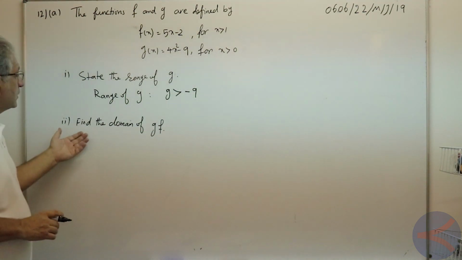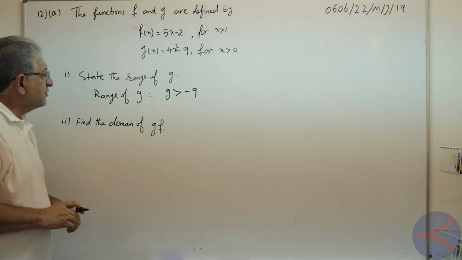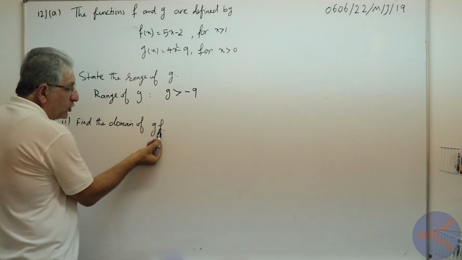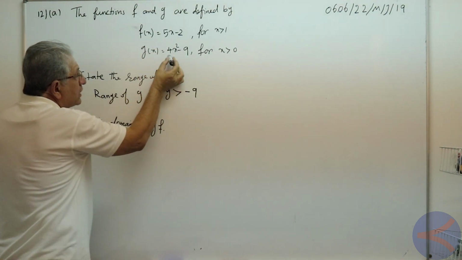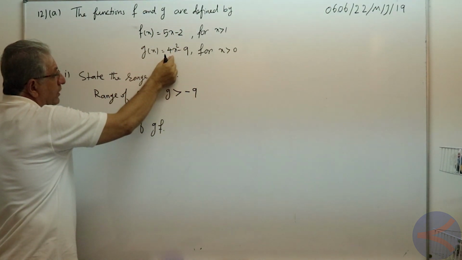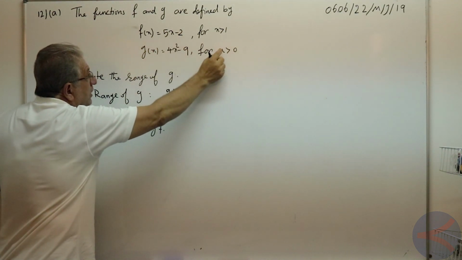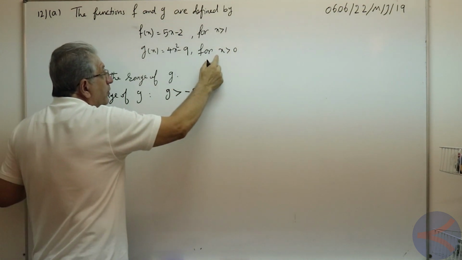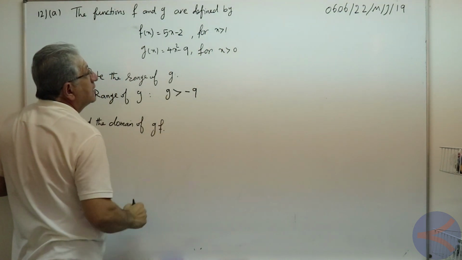Now he's asking us to find the domain of g of f of x. The domain of g of f of x is actually what you want to do. You want to put f of x inside g. Therefore this f of x has to go inside the function g. But this value should be more than 0 because only positive numbers can go inside g by the definition of the domain. Since you are going to put this value inside, this value should be more than 0.